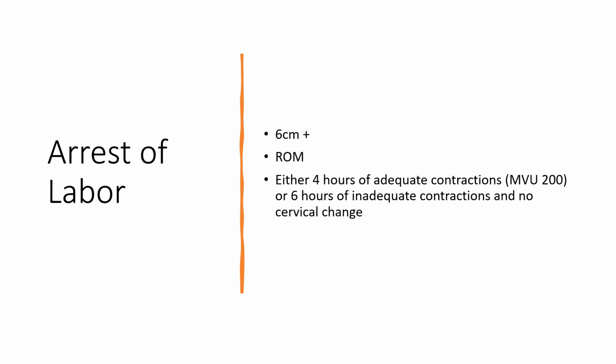So she gets to 6 centimeters, we break her water, we put in an IUPC to measure her contractions, and the MVUs are 300, and they stay that way for 4 hours, and she's still not dilating. She's having adequate contractions, but her cervix just isn't cooperating. She would be diagnosed with arrest of labor, and then a C-section would be warranted for her.